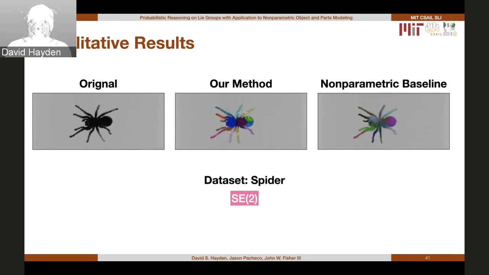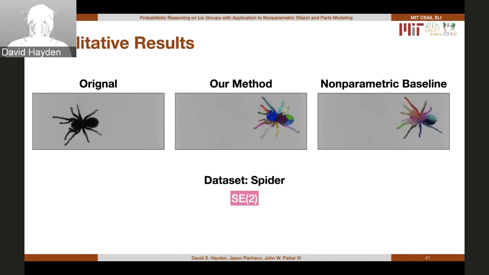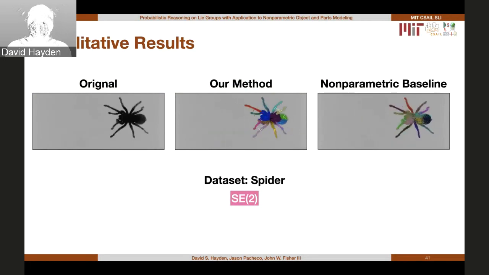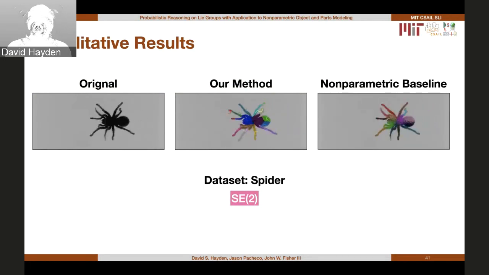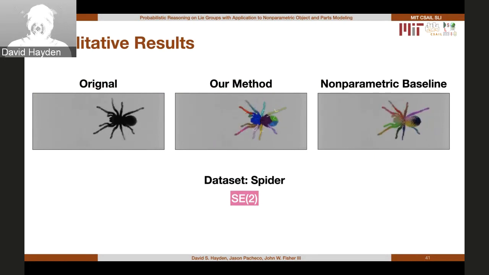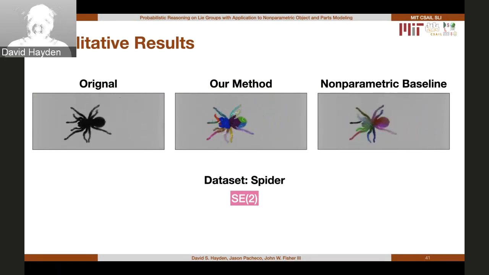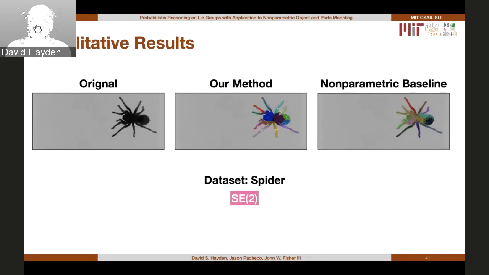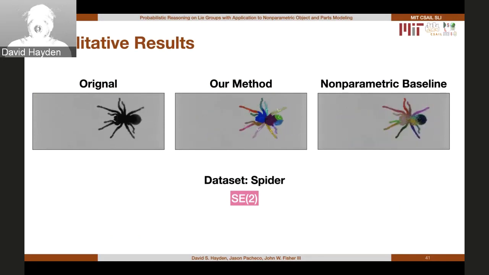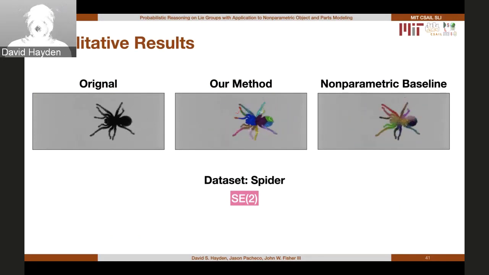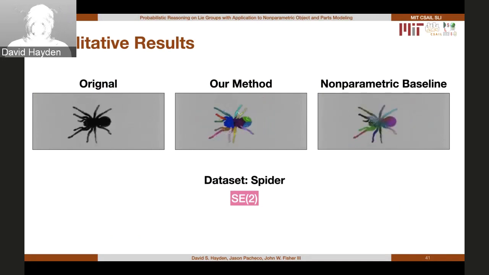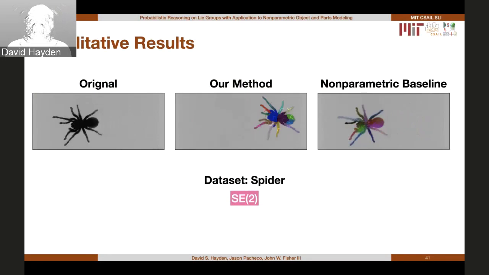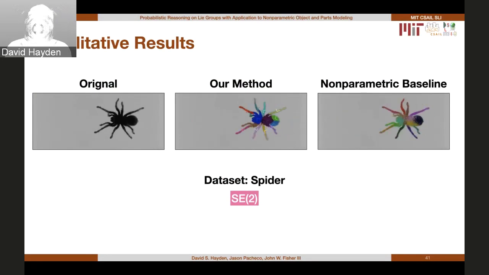So back to, we want to be able to discover part structure from short sequences of articulating objects in motion. On the far left, we have the original video in 2D, or 2.5D in some cases, or mesh data. In the middle, we have what our method infers, and then we have a nonparametric baseline on the right. You can see that the legs are well segmented with our method compared to the baseline, where legs are switching over time and new parts are being generated.